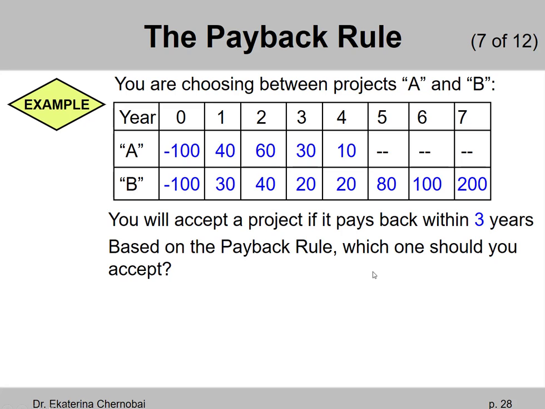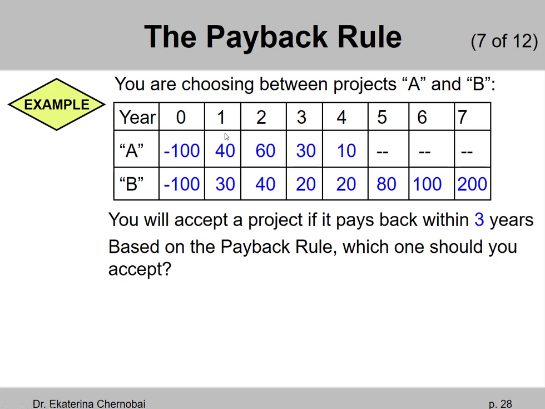In this example, we are choosing between two projects, A and B. You will accept the project if it pays back within 3 years. We need to use the payback rule and figure out which project you should accept. Okay, so what do you know about project A and what do you know about project B? Both projects require us to spend $100 right away.